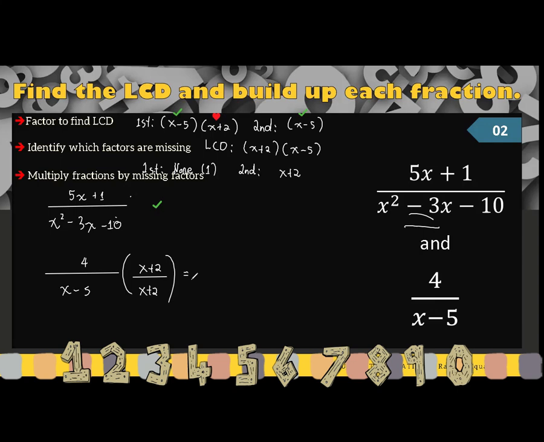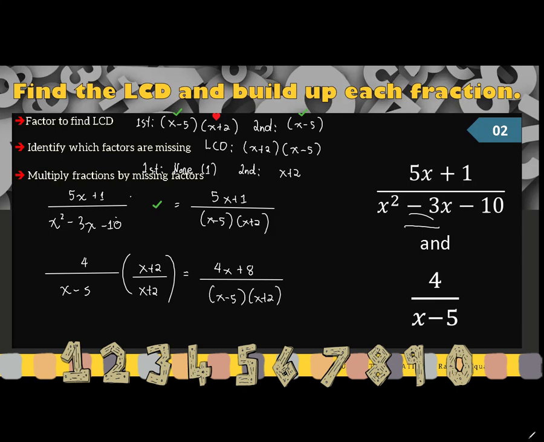Now multiply the numerators using the distributive property. We need to distribute 4 to both the terms inside the parentheses, which are x and 2. So this one will give us 4x plus 8 over our LCD, x minus 5, x plus 2. So let me rewrite the first rational expression with the given LCD. And that's it. That's how you can actually build up each fraction.